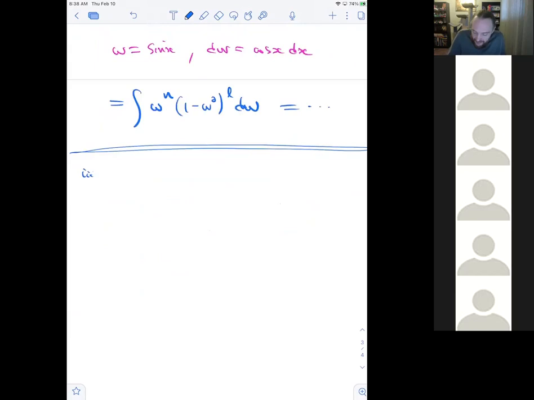In the third case, if they're both odd, so n is 2k plus 1 and m is 2l plus 1, then you can choose whichever one you want.